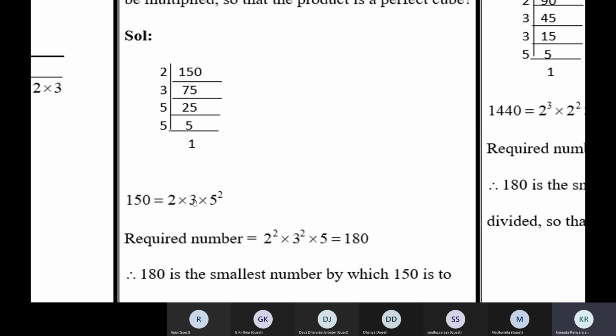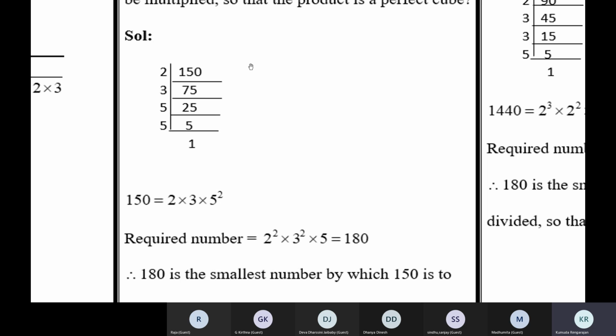Similarly, 3 is not occurring in triples. 2 also doesn't occur in triples. You need 2 more 2's so that it becomes 2 cubed. For 3, we need 2 more 3's. And 5, we have 2 5's. We just need 1 more 5. The fact is every other factor of the number must occur in triples. Now the given number is 150. 150 is not a perfect cube.